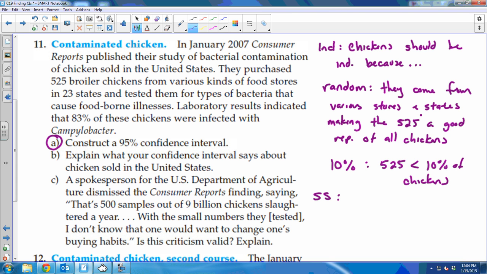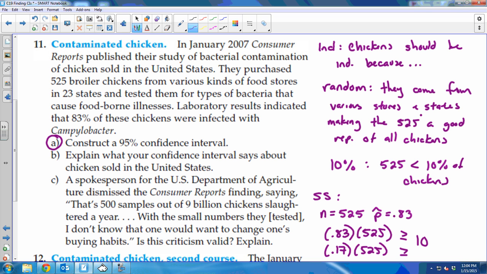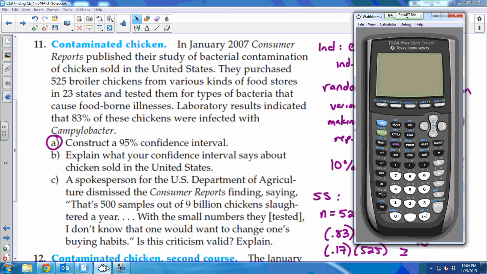There should be more than 10 of each. It's a proportion, so you should do success, failure. So n is 525, right? What's our p, or our p hat in this case? 0.83. So 0.83 times 525, and then 0.17 times 525 are hopefully both greater than or equal to 10. I don't recall, so I'll just check them real fast. It probably does.